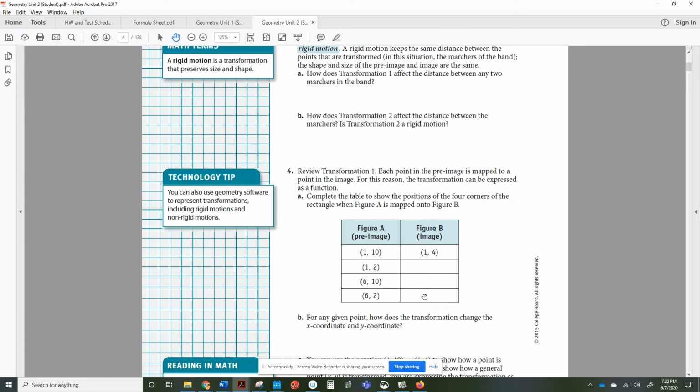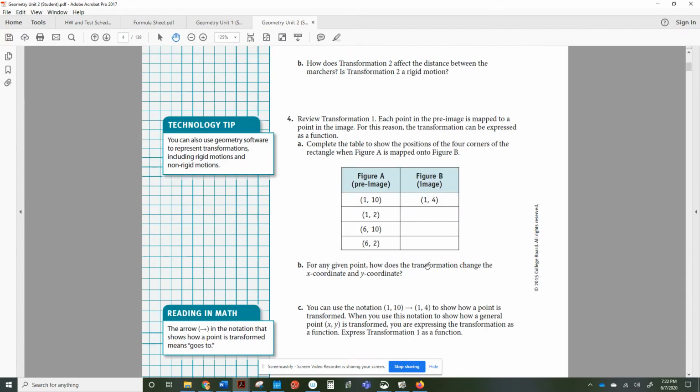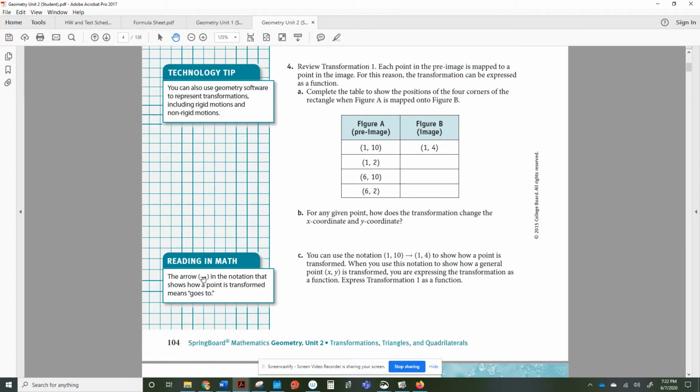This is what we just did. I just did those up here on this picture, so if you want to go back and fill those in, you can. Pay attention to this: the arrow notation stands for the words "kind of goes to." The point (1, 10) goes to the point (1, 4) for this transformation.